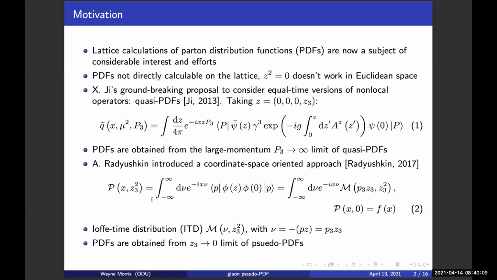But in this case, we stay in the coordinate space and we obtain our light cone PDF in the limit z squared goes to 0. So if we take this space-like separation, the pseudo PDF can be represented as this integral over the alpha time, where the alpha time nu in our case is P3 times Z3. And if we now take the Z3 to 0 limit, we should get the pseudo PDFs.